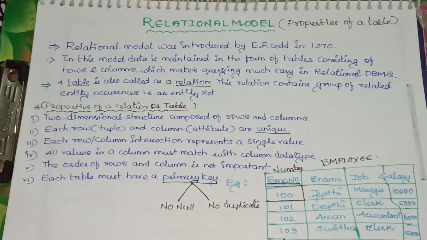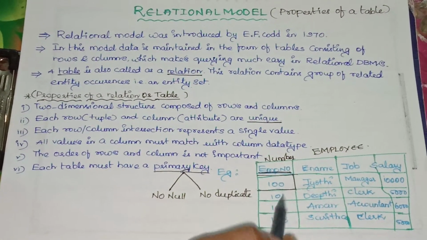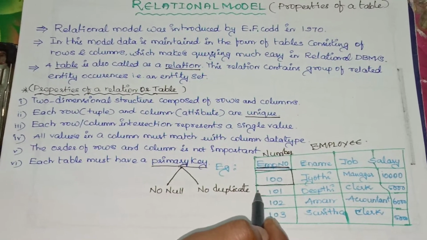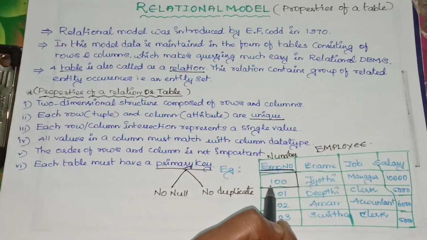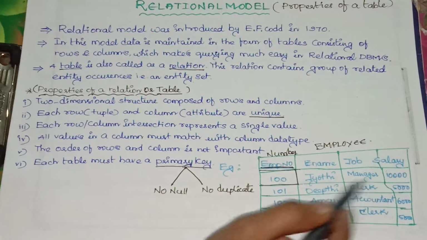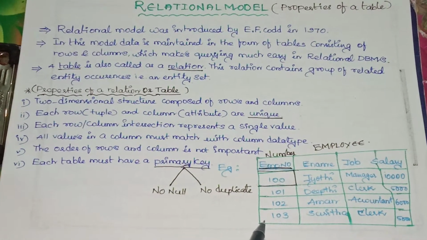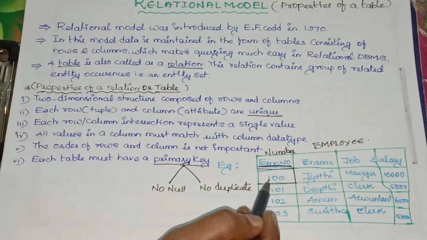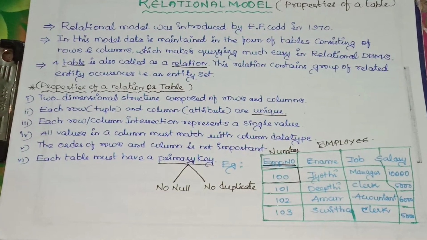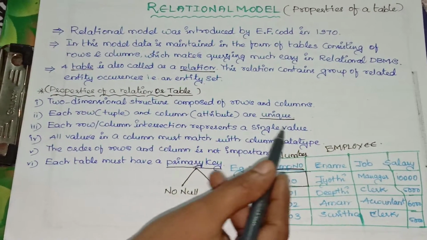While entering the data in this table, we should follow the rule that every row should be unique and every column should be unique. Unique is nothing but maintaining different data. For example, suppose I inserted in the first record 100 Jyoti manager 10,000. It should not be repeated in another row or record. So a different record should be maintained and a different column should be maintained. That is called unique.